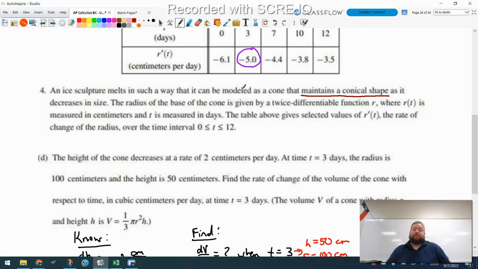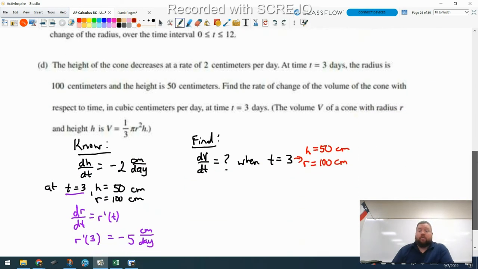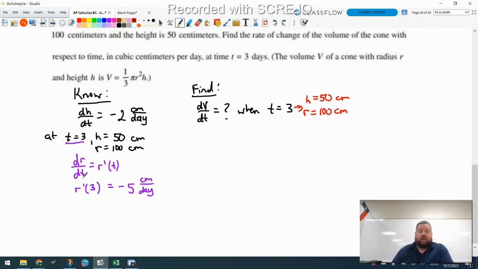That means that we can't replace an h variable with something in terms of r, or an r variable with something in terms of h. So since we know the rate of change of h and r, and we know h and r, we want to find v, we are just going to attack this problem using the formula right here, just as it's written. We're going to take the derivative.